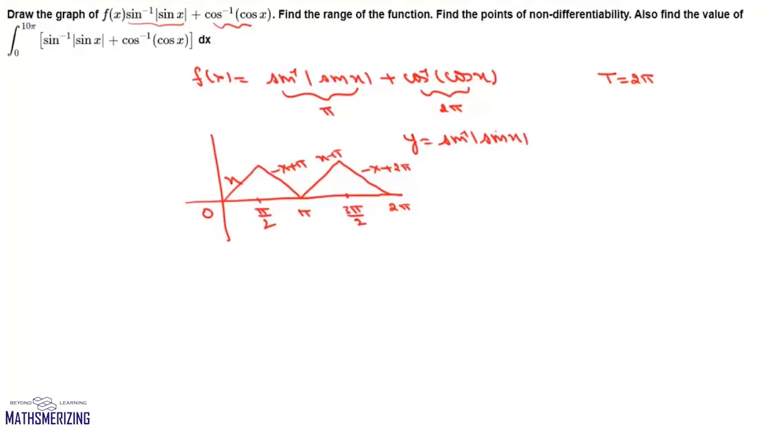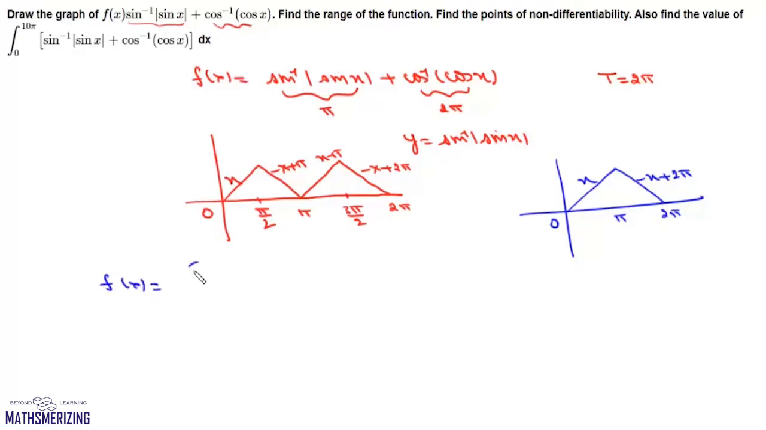Now we'll draw the graph of cos⁻¹(cos x). It's a very standard function. So this is 0, π and 2π. Now between 0 to π it is x, and between π to 2π it is −x + 2π.